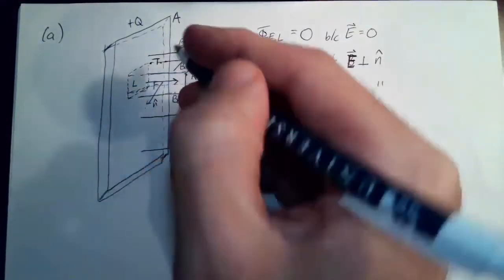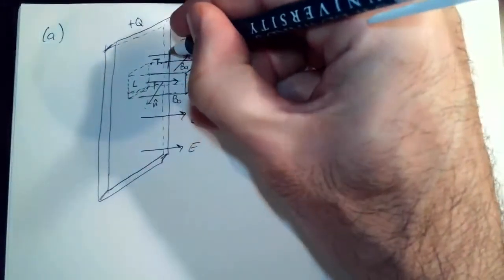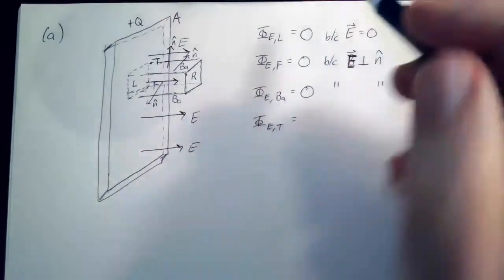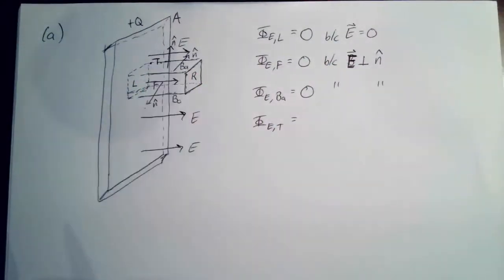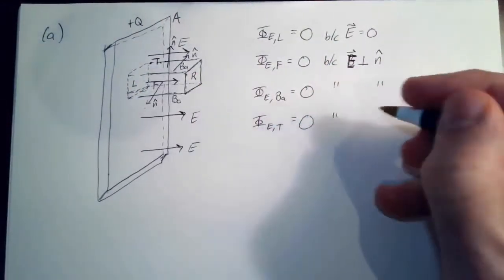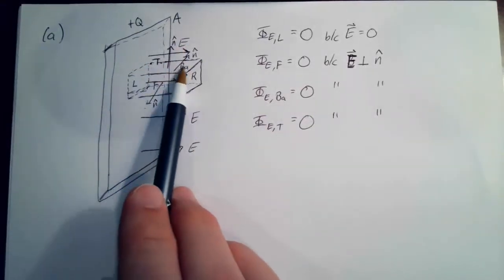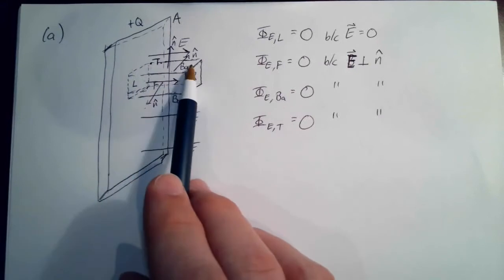So E is to the right. For the top face, the normal is up. So right for E and up for n hat. Again, those are perpendicular, no flux. And we can see that E is just skimming along this surface, along that face of the surface.